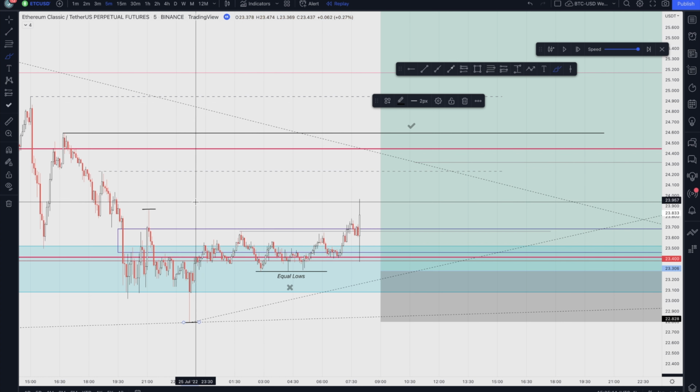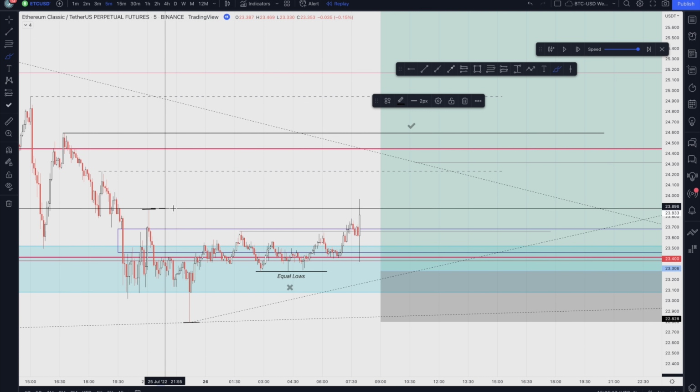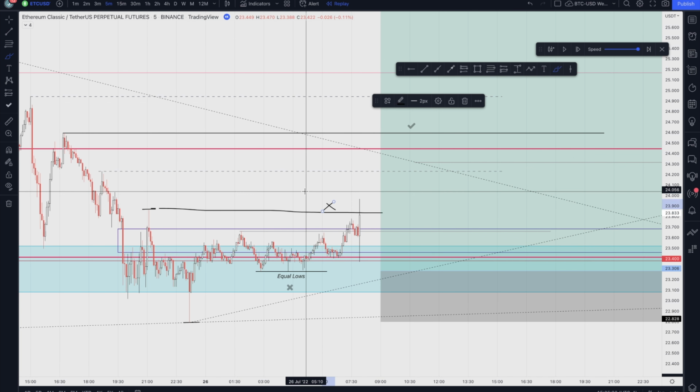What did I tell you guys? Focus on the high that created the low. This is the high that created this low. This is the tapping of that high, right? So what are we looking for? Well, ideally, I would like to look for longs here.